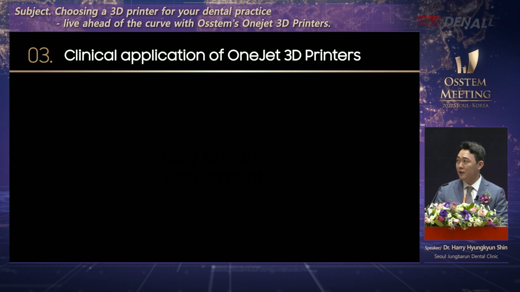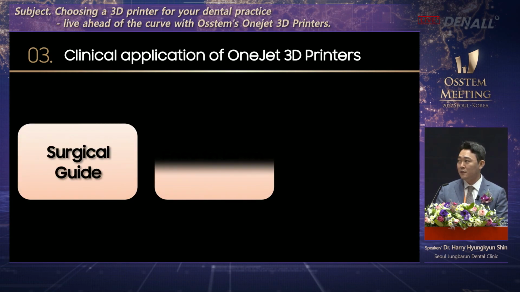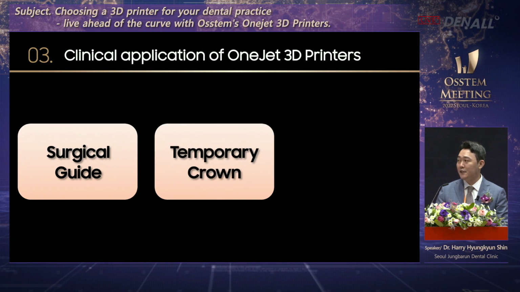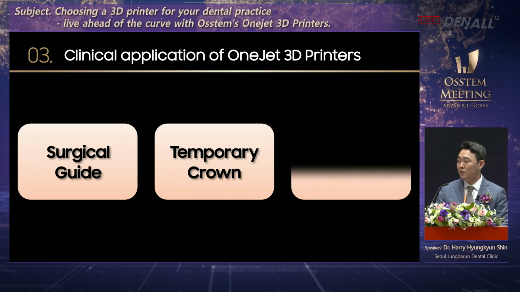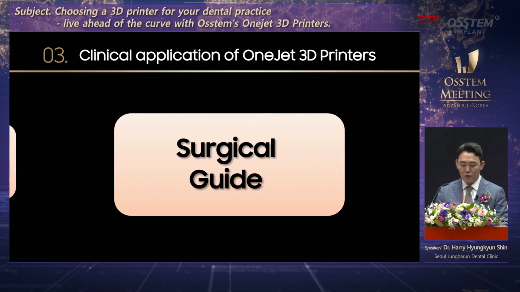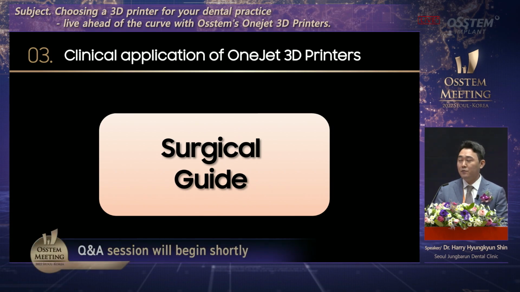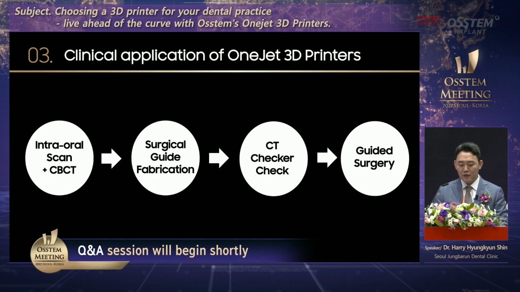How can we utilize 3D printers clinically to make surgical guides? Ortho dentists would use it for ortho appliance, but we use it primarily to make these surgical guides, temporary crowns, and immediate dentures. So let me talk about what I do here. First, the surgical guide is simple. It can be printed for surgery. So when you have a 3D printer, time can be saved. This is a full case.